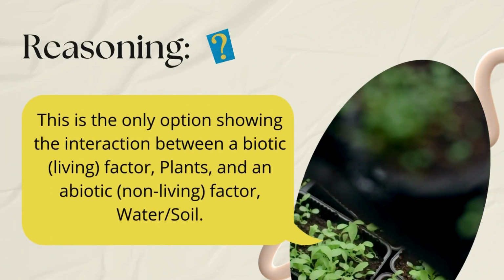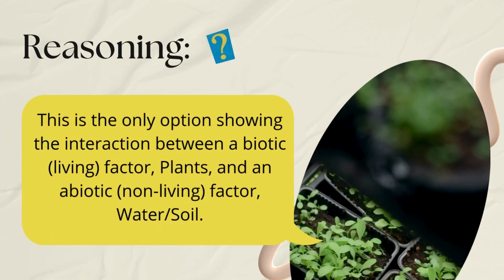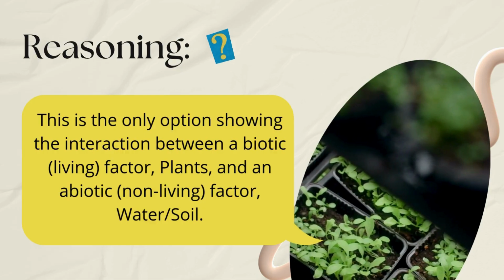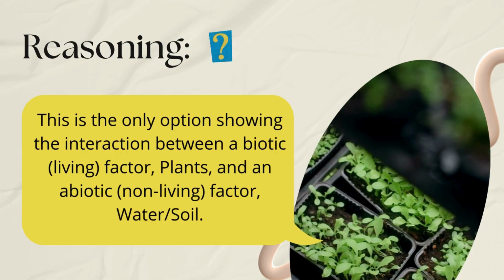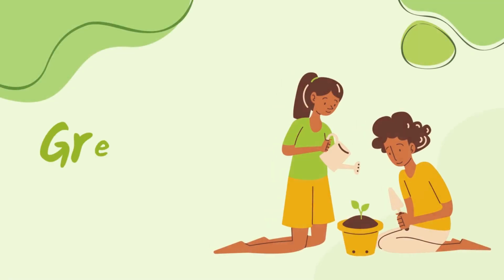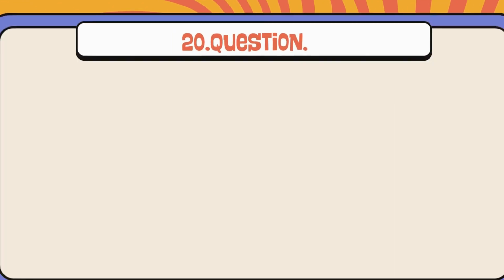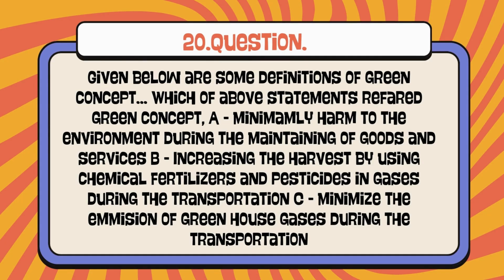Reasoning: this is the only option showing the interaction between a biotic living factor, plants, and an abiotic non-living factor, water, soil. Green concept. Question: Given below are some definitions of green concept. Which of the above statements refer to green concept?